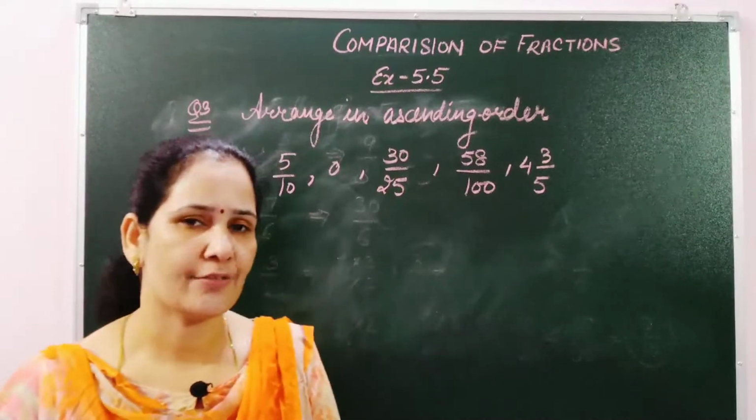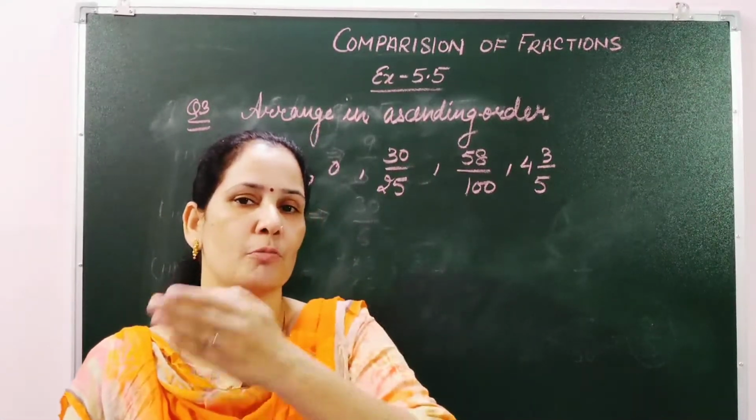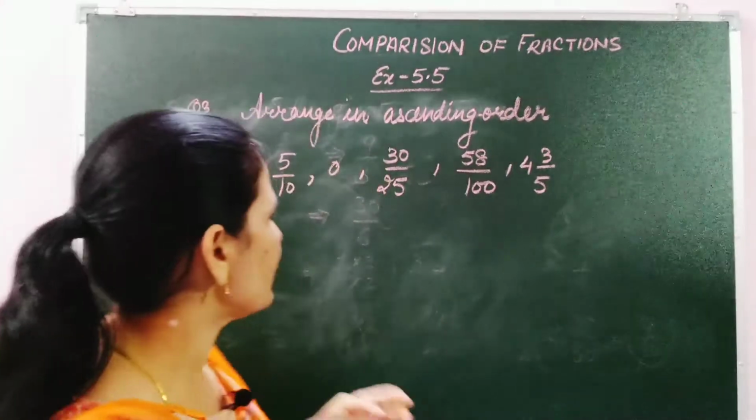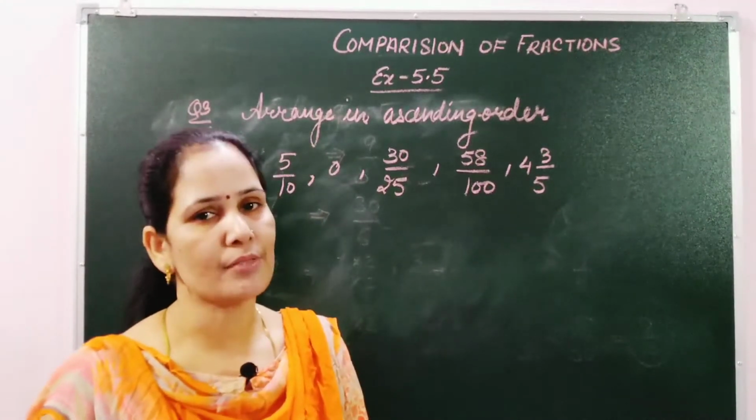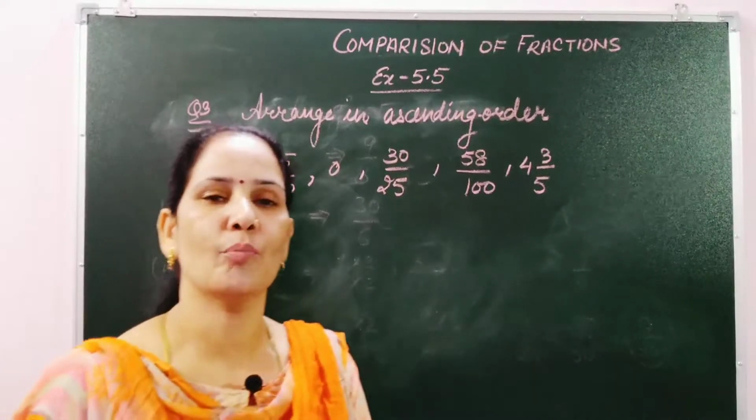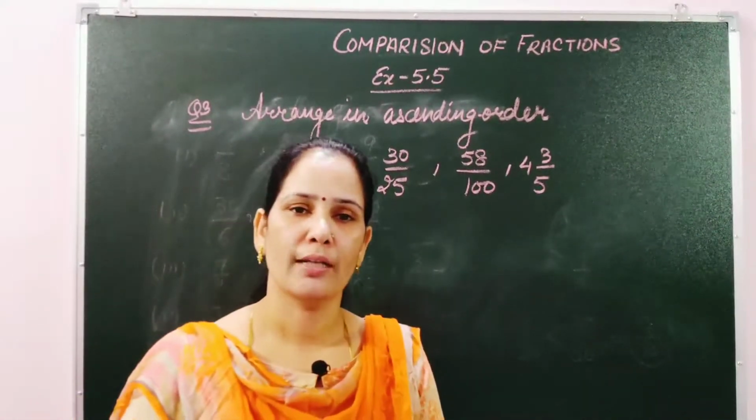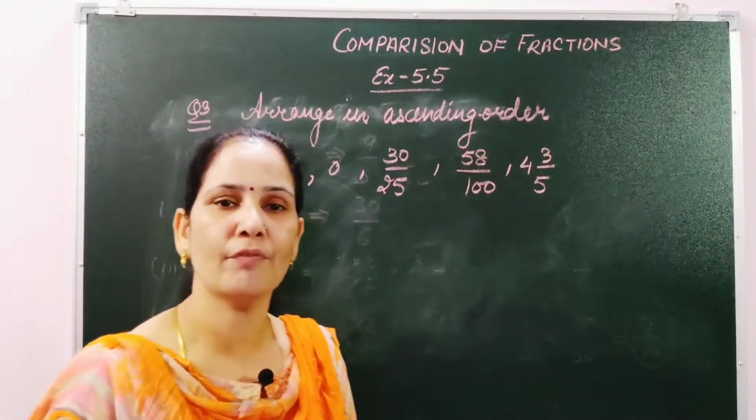So students, as we know very well, ascending order means we have to arrange the numbers from smallest to bigger. So this is our ascending order. How do we come to know which one is the smallest number? We follow the same steps, the same rule. First of all, we make all the denominators the same. That means we have to convert all the fractions into like fractions. So how to convert to like fractions? We have to take the LCM of the denominators.